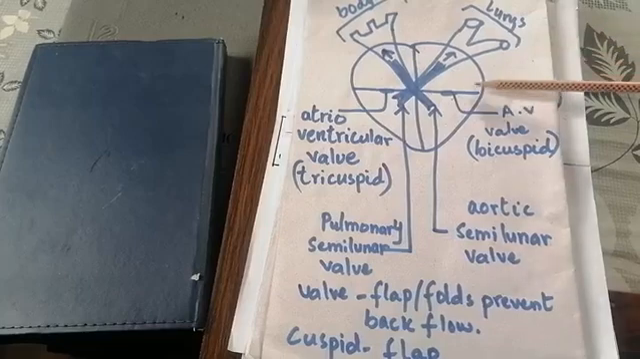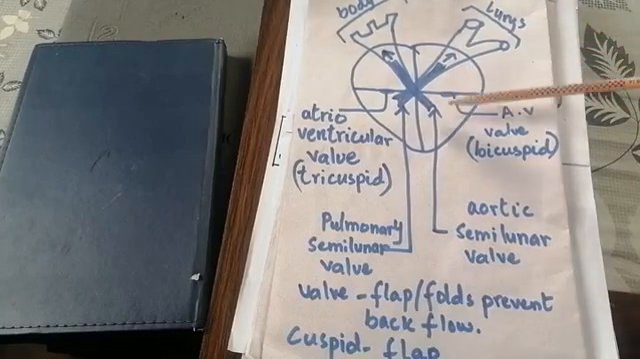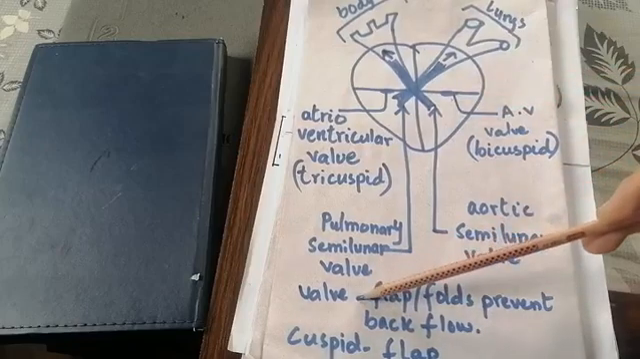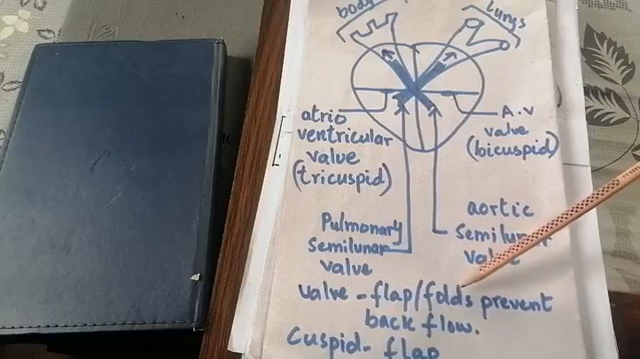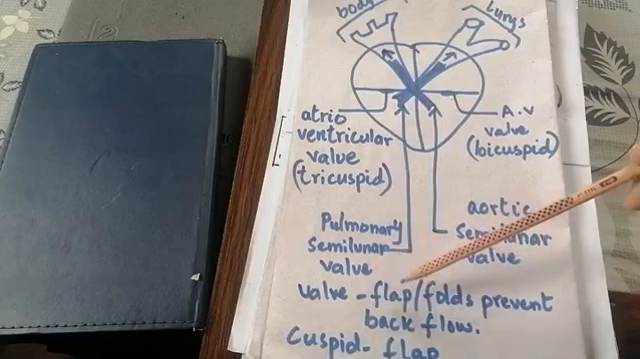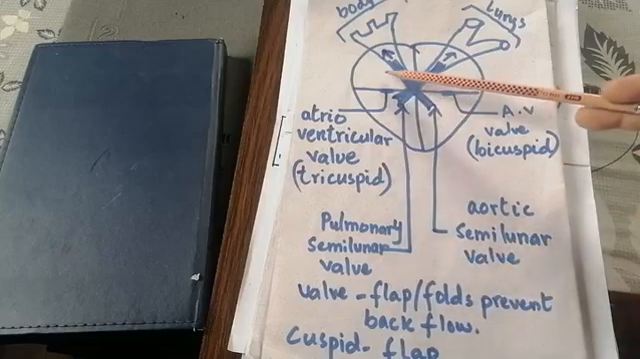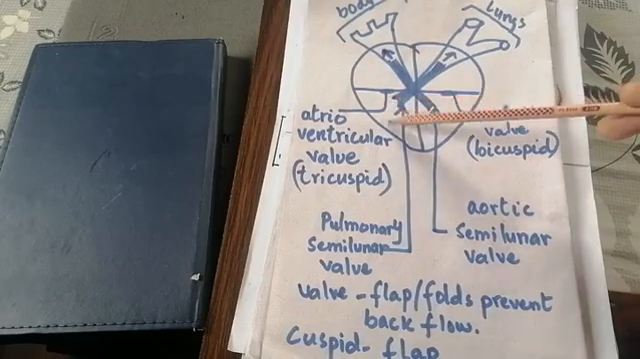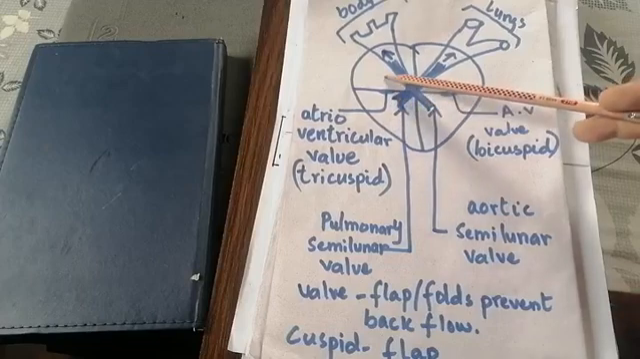In this diagram I am going to show you the valves. The upper and the lower chambers both have a valve. Do you know what the meaning of the valve is? A valve is a flap or fold of tissue, mostly connective tissue, lined by endocardium. These flaps and folds prevent the backflow. It means once the blood flows from the atrium to the ventricle, these valves prevent the backflow. The blood cannot flow back to the atria.